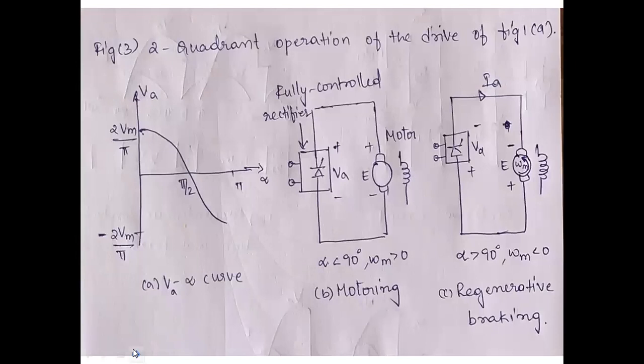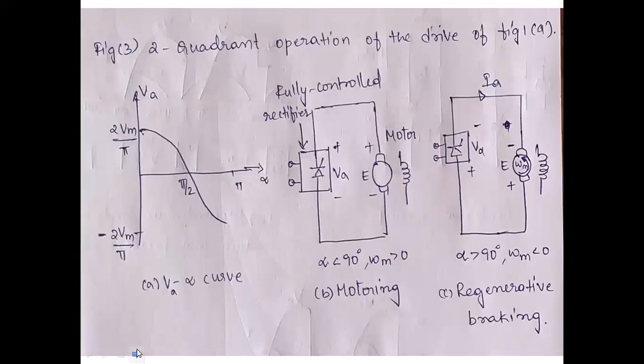First quadrant means forward motoring. Fourth quadrant means regenerative braking. Both forward motoring and regenerative braking can be understood from the equations. The assumptions are made from equation 14: omega m is equal to 2 Vm by pi k cos alpha minus Ra by k square into T.